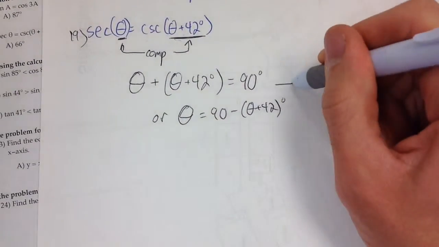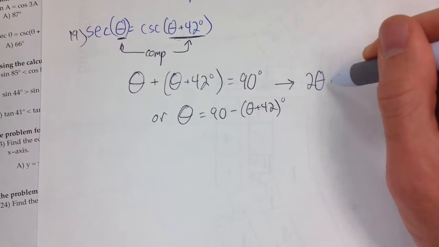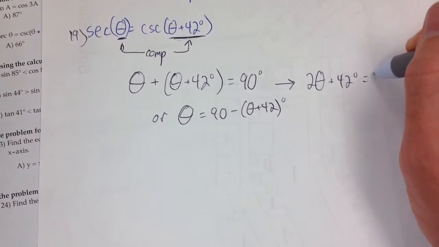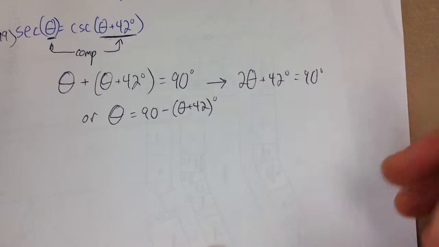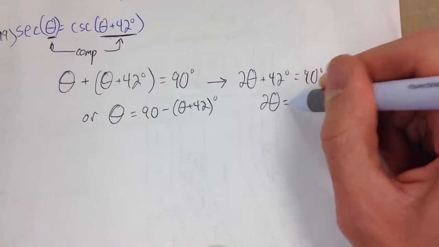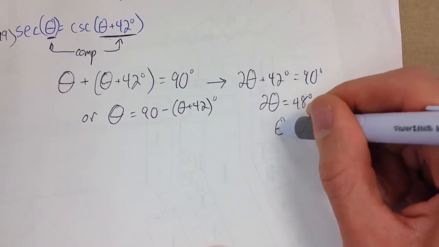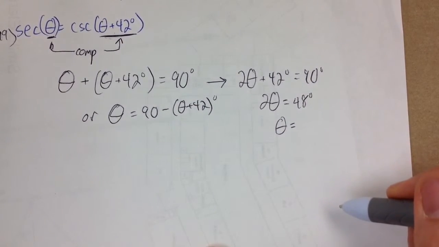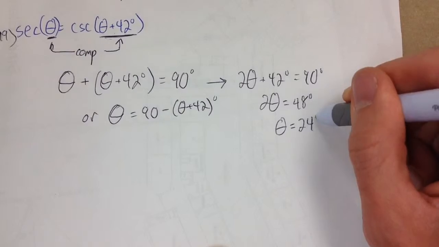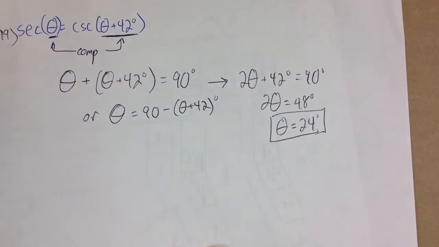Okay? And Terry, I'm confident you can solve the algebra. So 2 theta plus 42 equals 90. So 48. 24. Okay?